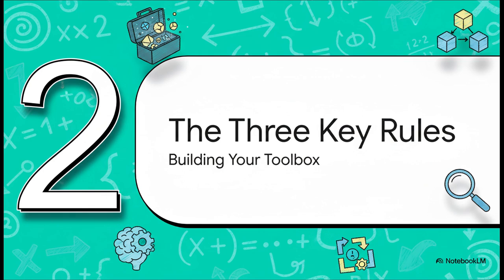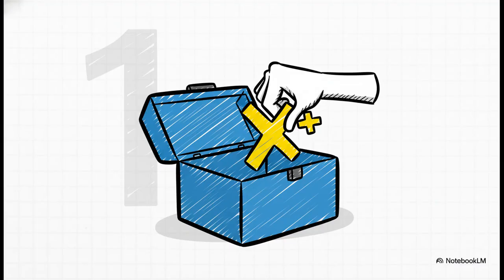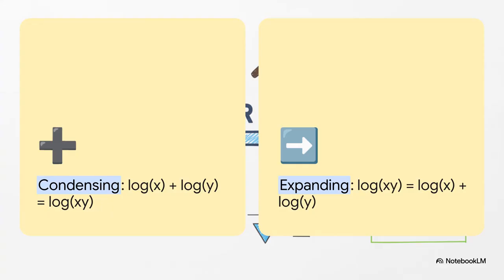Okay, you've got the master key. Now it's time to build out your toolbox. And the good news is, you only need 3 main tools to handle pretty much any problem they can throw at you. Tool number 1, the product rule. This one's all about what to do with multiplication. So here's the deal. If you're adding 2 logs together, you can combine them into a single log by multiplying their insides.